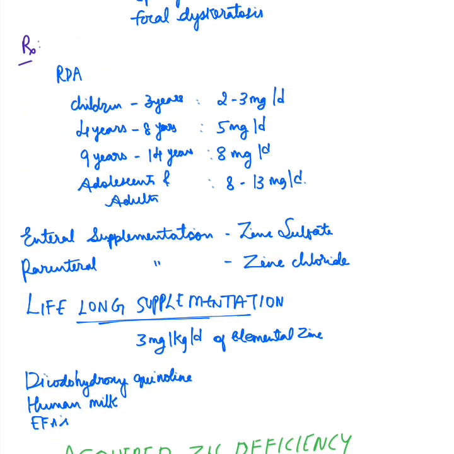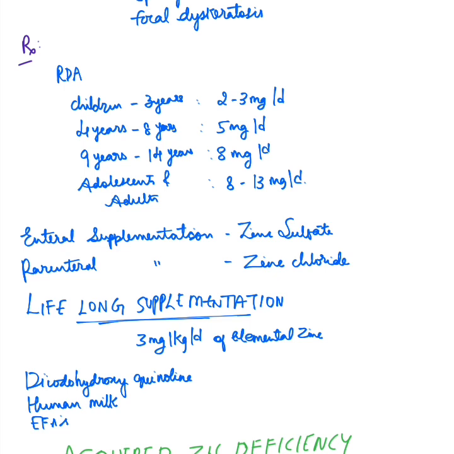Coming to the treatment, the RDA value, that is the recommended dietary allowance for children up to 3 years of age is 2 to 3 milligrams per day, whereas 4 years to 8 years is 5 milligrams per day. 9 years to 14 years is 8 milligrams per day, and for adolescents and adults is 8 to 13 milligrams per day. For enteral supplementation, we use zinc sulfate, and for parenteral supplementation, we go for zinc chloride.